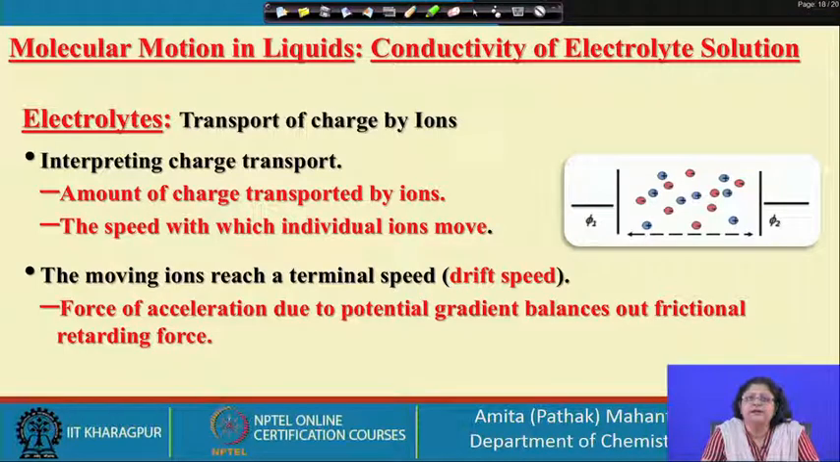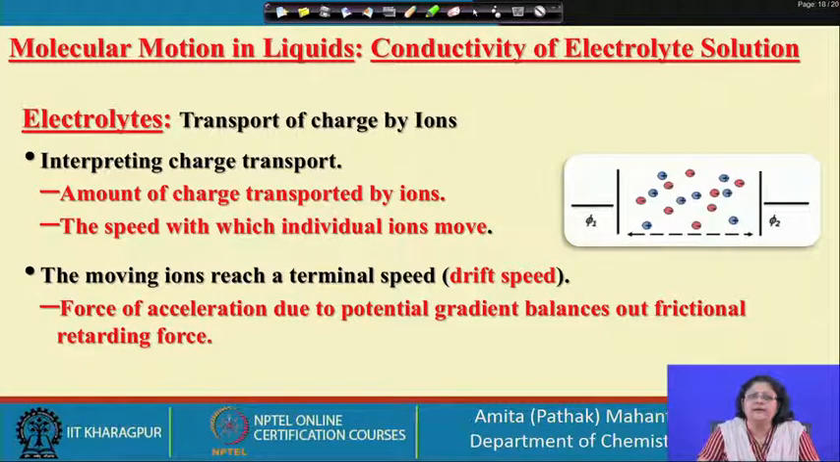So, a potential gradient is going to be applied across the solution system, and this potential gradient is going to accelerate the particles. Across the potential gradient, we have an acceleration of the particle, because if you have two charges, the positive charge is going to move to the negative electrode, and the negative charge is going to move to the positive electrode. So, they are driven by the potential difference, the potential gradient you have across the solution system. So, this is the accelerating force which is going to have them moving.